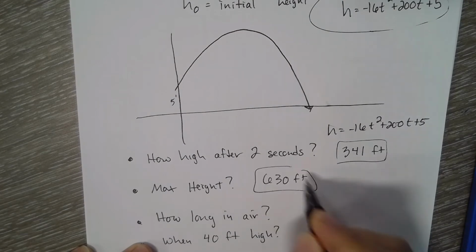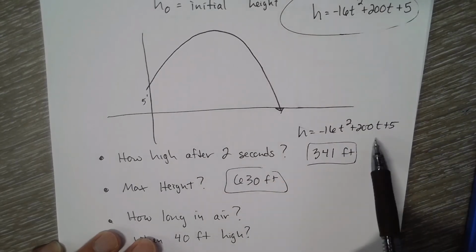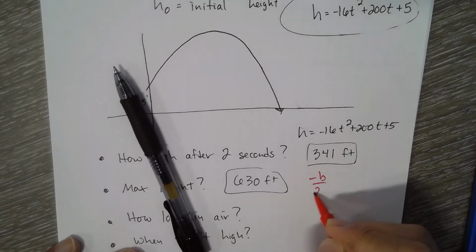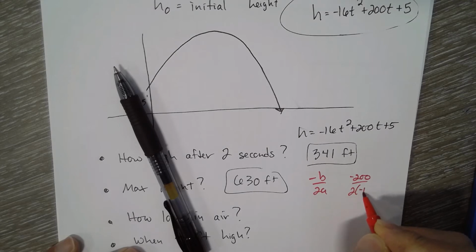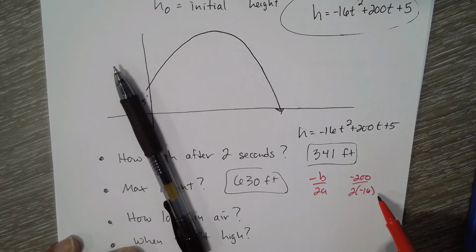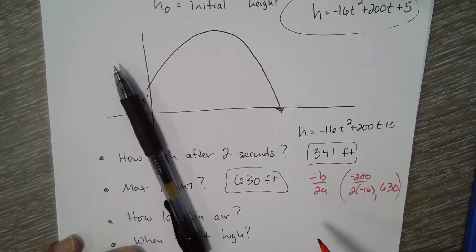Now we could have done this by hand. To find that vertex, it's in standard form. You'd have to do negative b over 2a. So it'd be negative 200 over 2 times negative 16. That'll give you the x value of the vertex, whatever that turns out to be. And we'd plug that into our equation to find the y value. Whatever you get, the y value would be 630. So negative b over 2a is the x value of the vertex. Plug it in, you'll get 630.